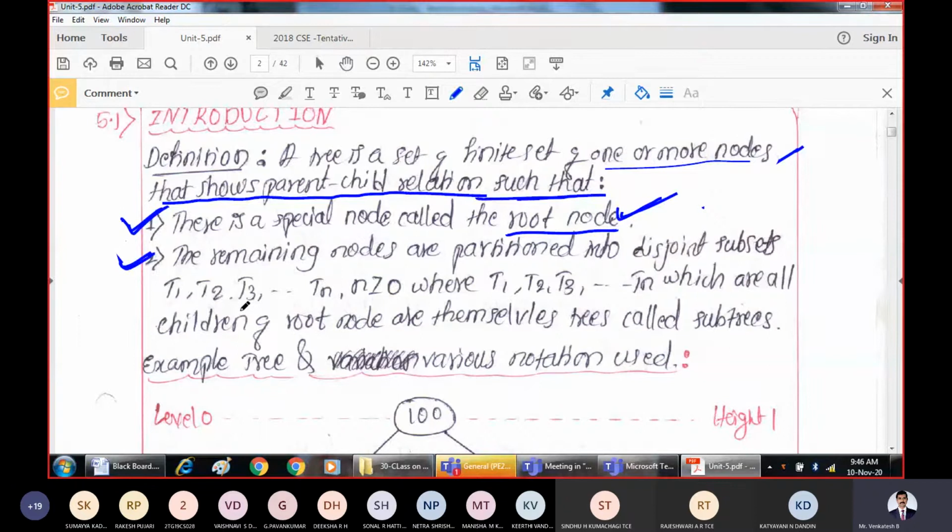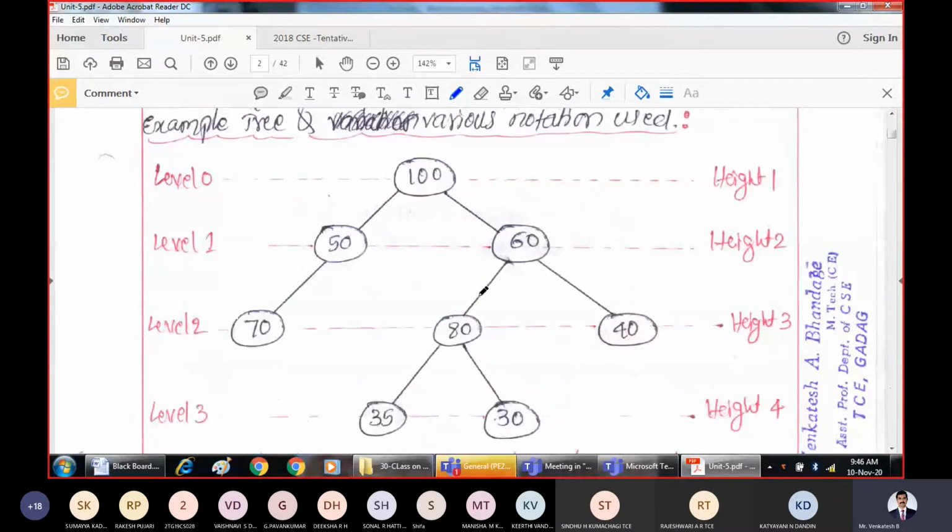The remaining nodes are partitioned into disjoint subsets, that is T1, T2, T3. The remaining nodes are divided into different subsets, which are all children of the root node, and they themselves are also trees, but they are subtrees of the main tree. That is the definition of the tree. It will be clear with a diagram what the definition actually says.